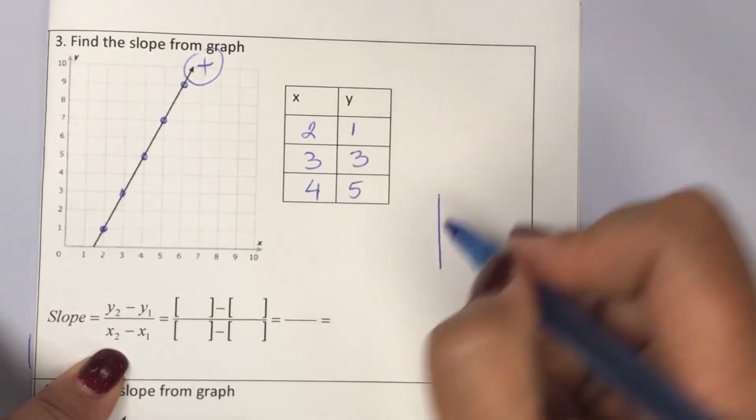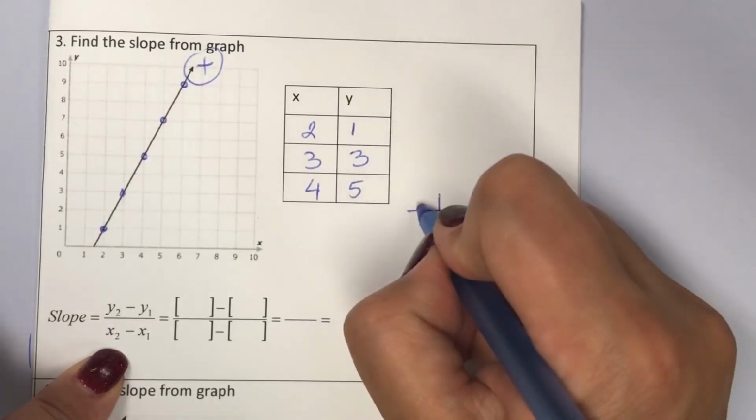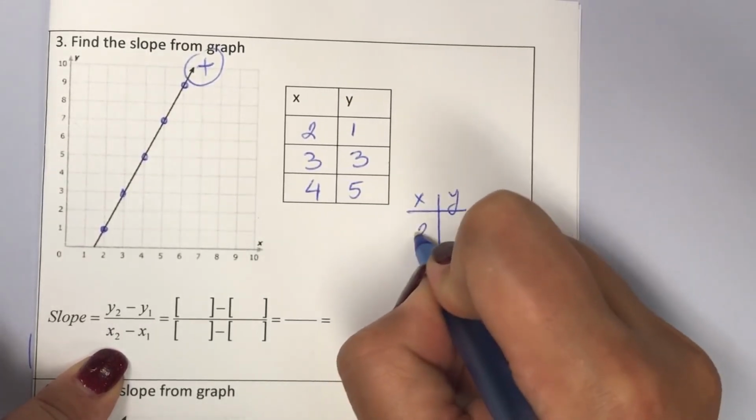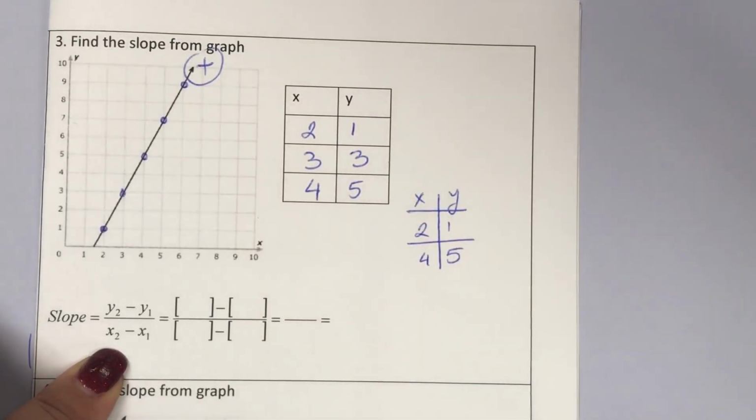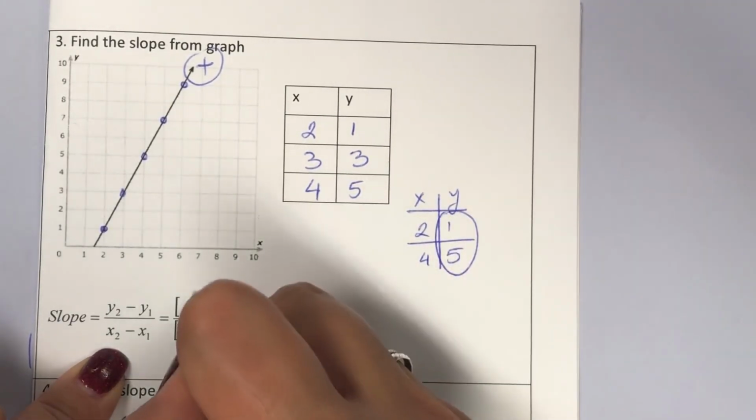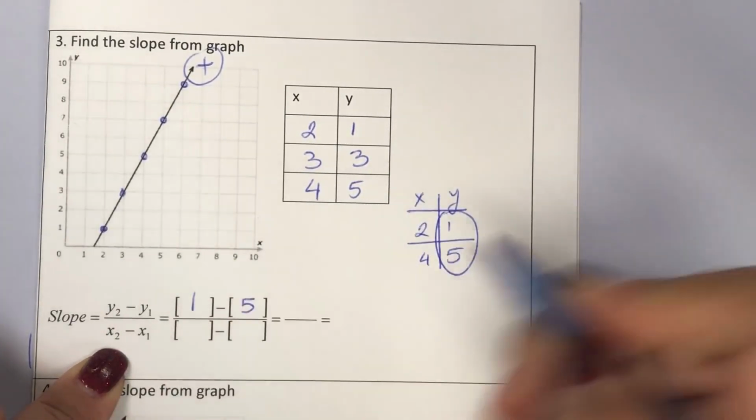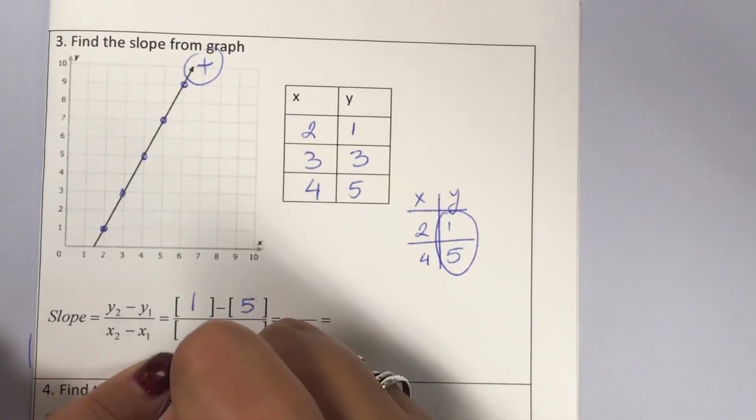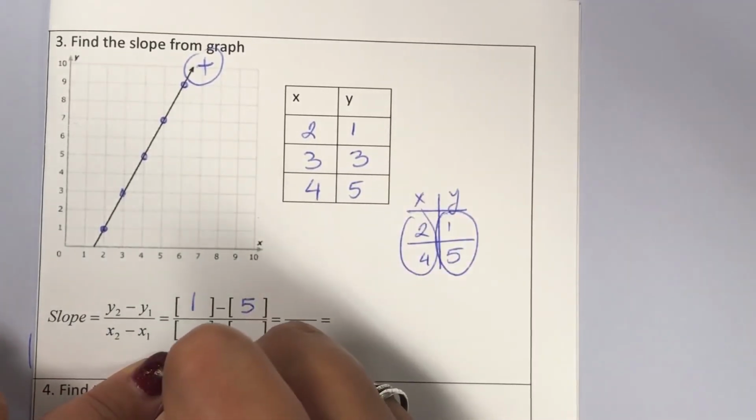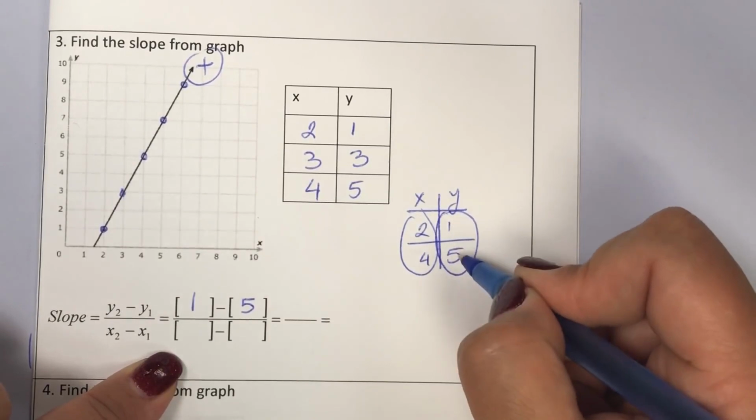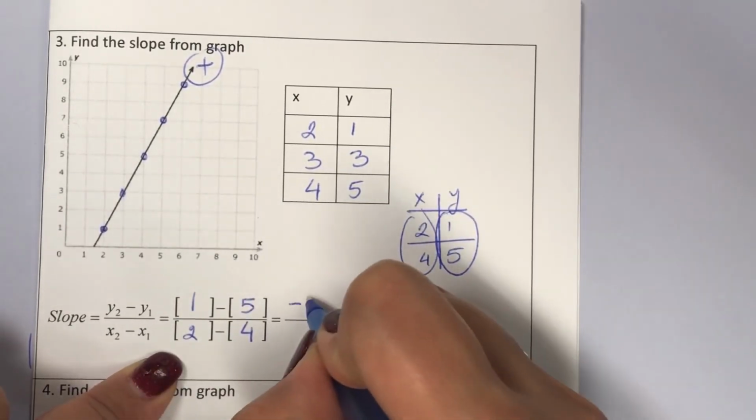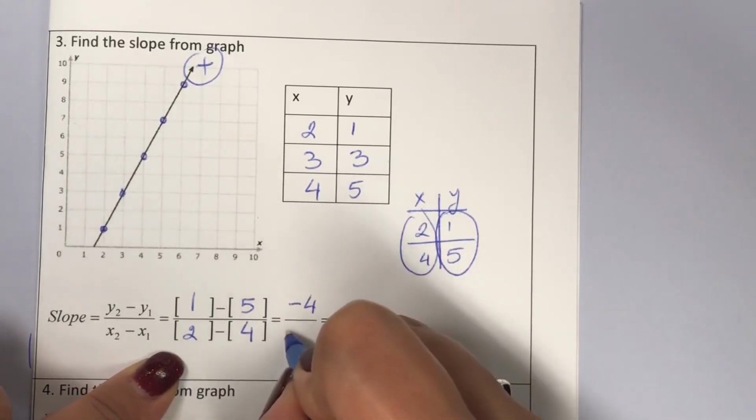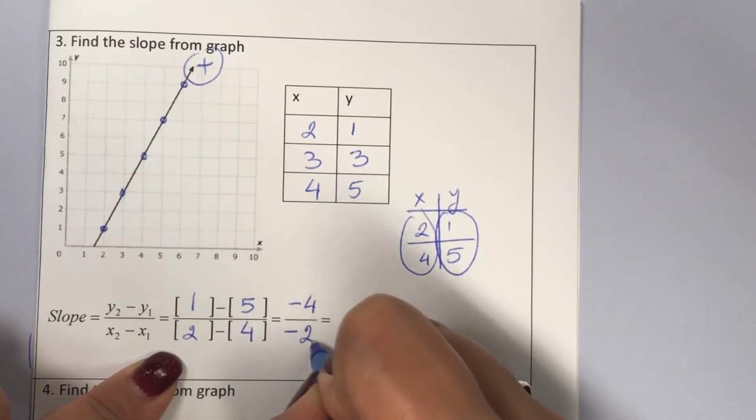So let's say out of my chart, I'll pick first and last. So x, y, I'll use 2, 1, and 4, 5. I just pick which ones I want. On the numerator, subtract y coordinates. On the denominator, subtract x coordinates in the same order. So if it's 1 minus 5, it has to be 2 minus 4. 1 minus 5 is negative 4. 2 minus 4 is negative 2.